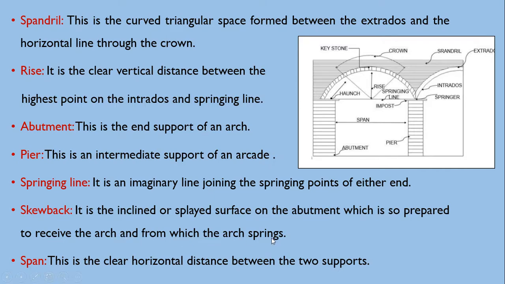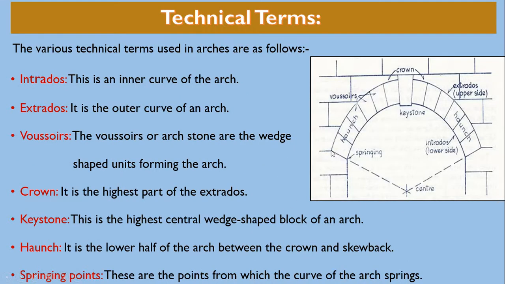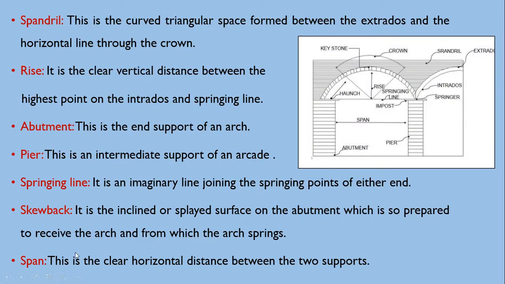Already we have discussed the skew back. It is the inclined or splayed surface of the abutment which is so prepared to receive the arch. So it is the curved part of the abutment or pier, prepared so that the arch is received from it. So this is called the skew back. Span is the clear horizontal distance between the two supports. The clear horizontal distance between the two supports is called the span.